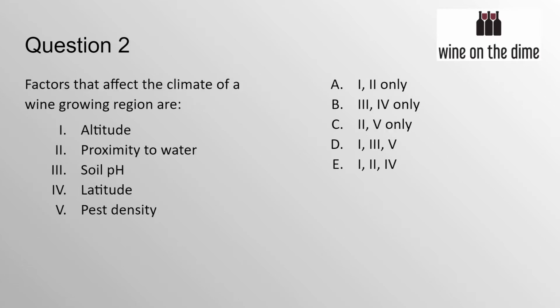Question 2. Factors that affect the climate of a wine-growing region are: 1. altitude, 2. proximity to water, 3. soil pH, 4. latitude, 5. pest density. Your answers are: A. 1 and 2 only, B. 3 and 4 only, C. 2 and 5 only, D. 1, 3 and 5, E. 1, 2 and 4.